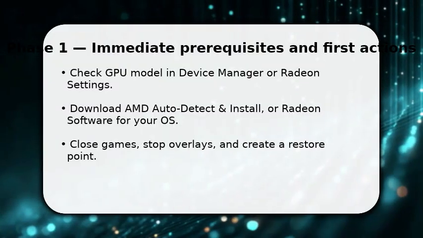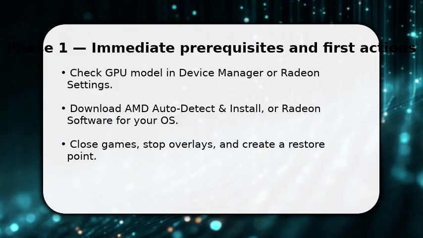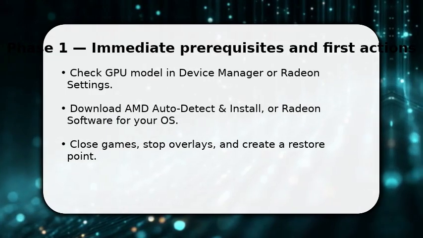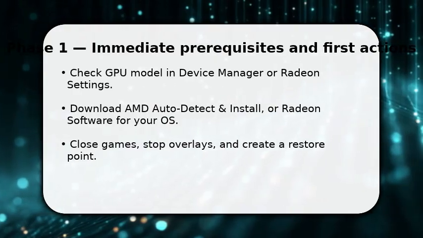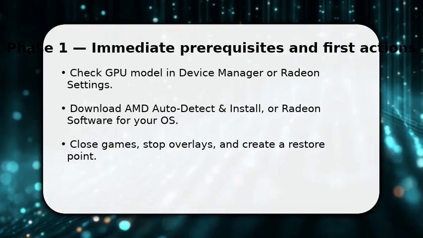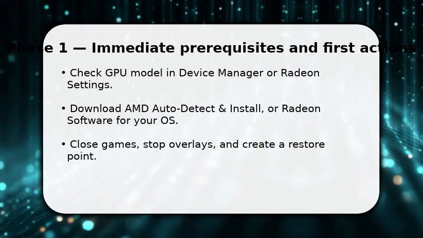You begin by confirming the exact AMD GPU and Windows version. This avoids mismatches. Once done, download AMD Auto Detect or Radeon software directly and run the installer as administrator. Make sure to close games and overlays so files aren't locked. Create a restore point now. This saves time if you need to roll back.